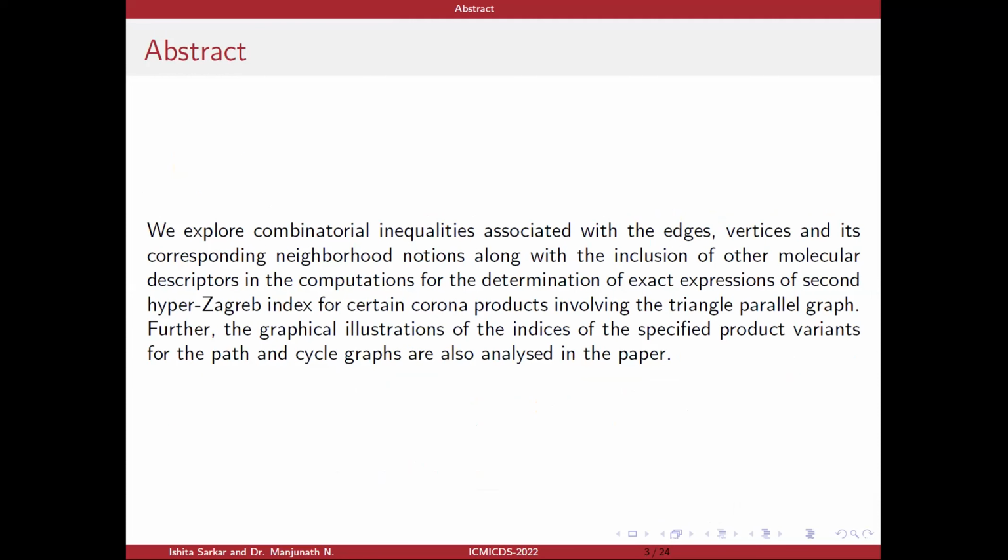Abstract: we explore combinatorial inequalities associated with the edges, vertices, and their corresponding neighborhood notions, along with the inclusion of other molecular descriptors in the computations for the determination of exact expressions of the second hyper-Zagreb index for certain corona products involving the triangle parallel graph. Further, in order to understand the study better, we have also included graphical illustrations of the indices of the specified product variants for the path and the cycle graphs.